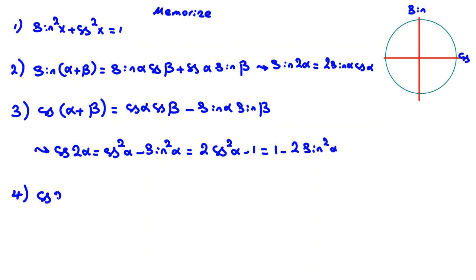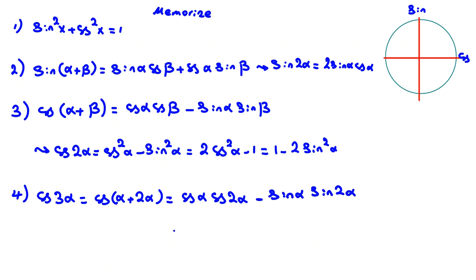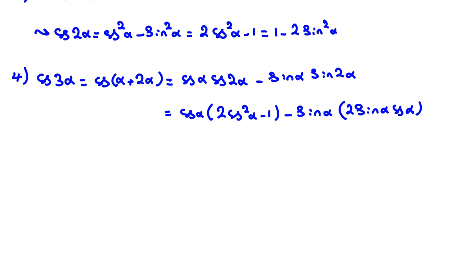Cosine 3 alpha also is important to learn how to calculate. You can write it as cosine of alpha plus 2 alpha. It will be cosine alpha cosine 2 alpha minus sine alpha sine 2 alpha. Then cosine 2 alpha, if you write it like this, is 2 cosine squared alpha minus 1, minus sine alpha. Here we can write it, with this formula, as 2 sine alpha cosine alpha. And then we can write it as 2 cosine cubed alpha minus cosine alpha. Here, minus 2 cosine alpha sine squared alpha.